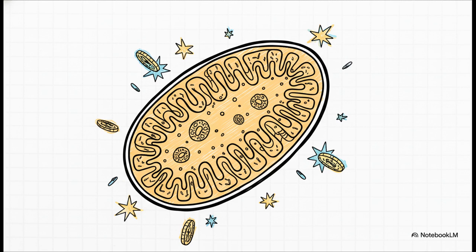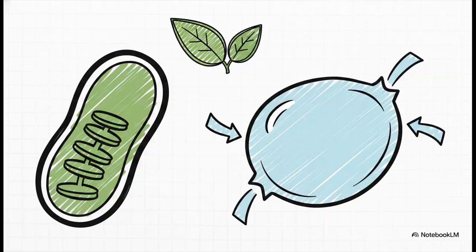But here is a truly fascinating anomaly. Unlike the other organelles, mitochondria actually possess their very own independent DNA and ribosomes. So they are basically running their own mini-factory inside the larger cell to make their own proteins. How cool is that?